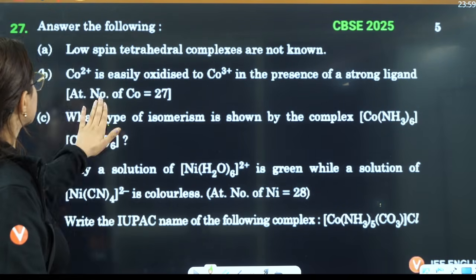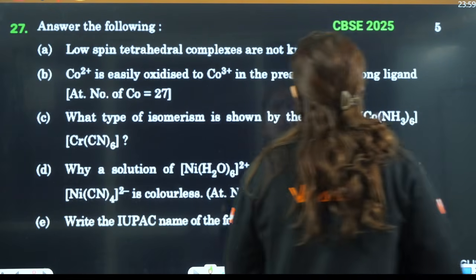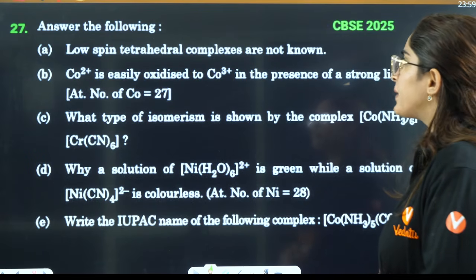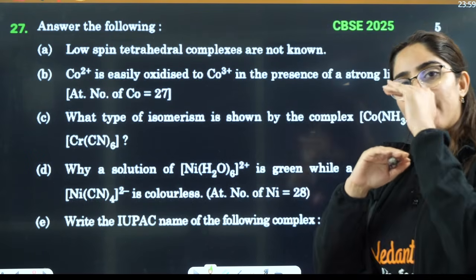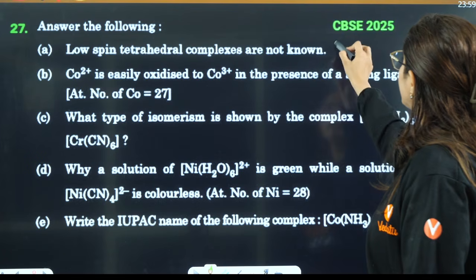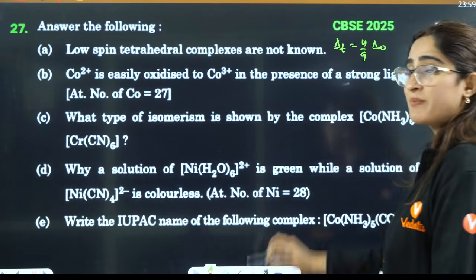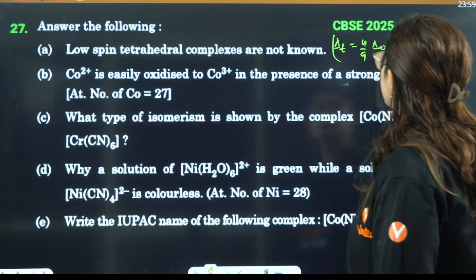Next is, low spin tetrahedral complexes are not known. Low spin tetrahedral, why? Because the gap is very small. Because delta t is approximately 4/9 of delta o, that is approximately half. That is the reason for no low spin.